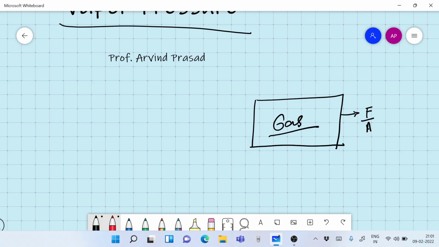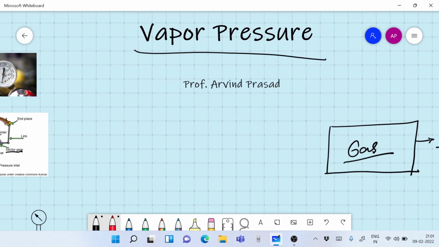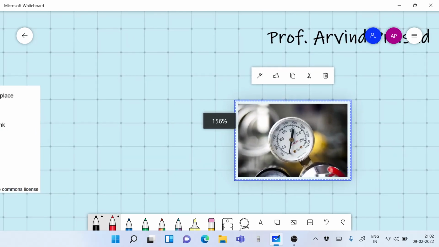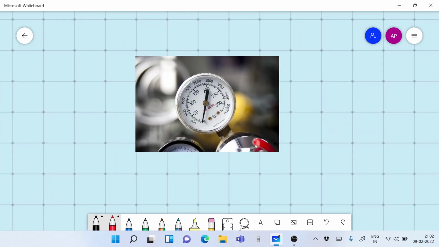So let's try and understand how we practically measure pressure. Most of the problem in understanding vapor pressure is the problem of understanding the idea of pressure itself. So let's understand how we practically measure pressures first. The practical way of measuring pressure is, of course, there is the manometer, but industrially pressure is measured using a gauge. Now this is a pressure gauge. Have a look at this pressure gauge.